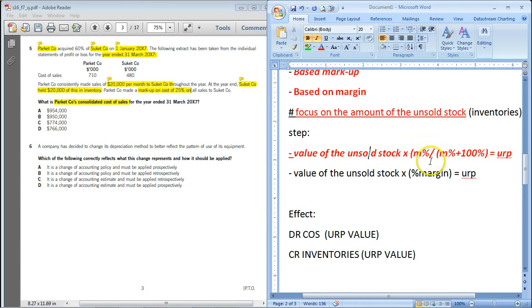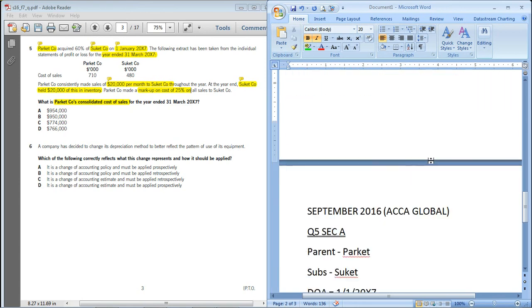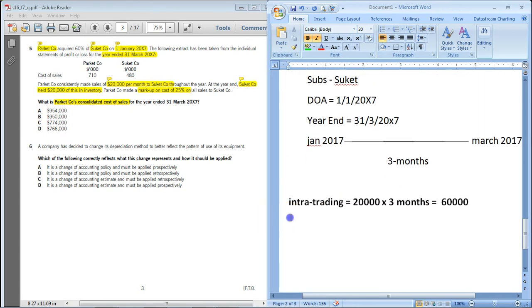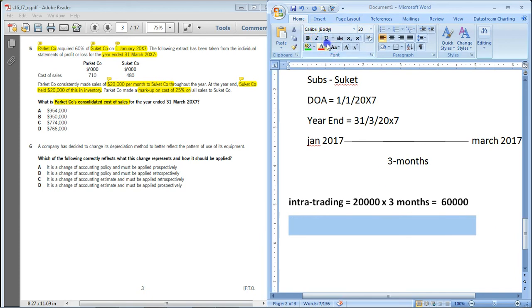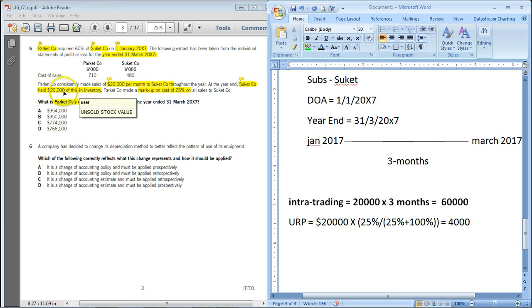Right, sorry. So can we calculate together how to get the URP? 20,000, you see, this is the unsold stock value. You times with your 25% markup, as mentioned in the formula. You divide by 25% plus 100%. You will get 4,000. So this is your URP.